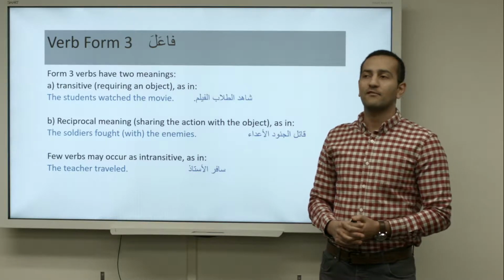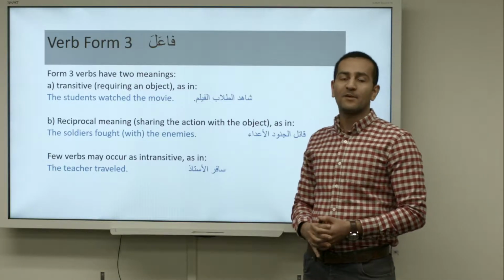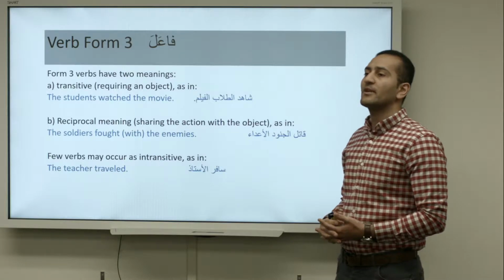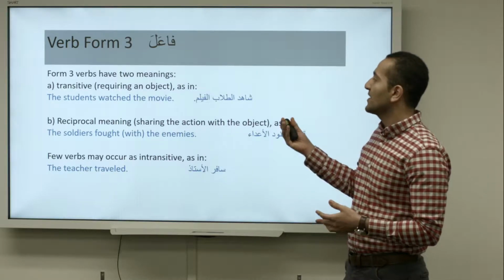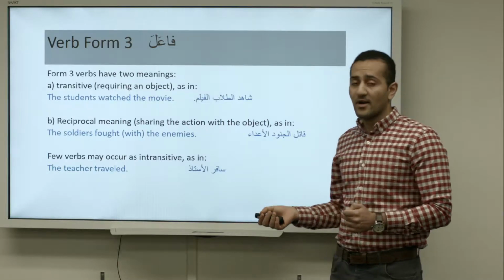اليوم نتحدث عن الverb form 3، الفاعل the pattern فاعل. Let's see here. What is the meaning of verb form 3? Verb form 3 has two meanings. A transitive meaning, which is requiring an object.